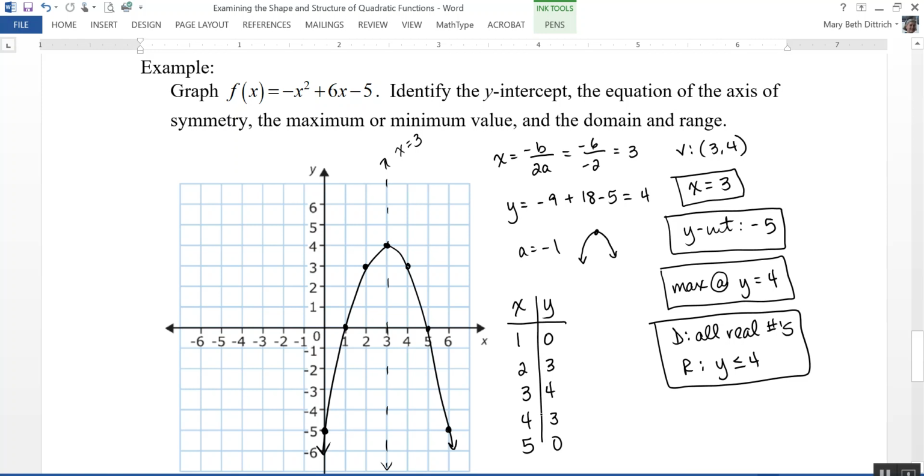Good. So in this video, we took a look at some of the characteristics regarding shape and structure of quadratic functions, how to find vertex, axis of symmetry, y-intercept, maximum, minimum, domain, and range, and then how to make a table of values and graph.